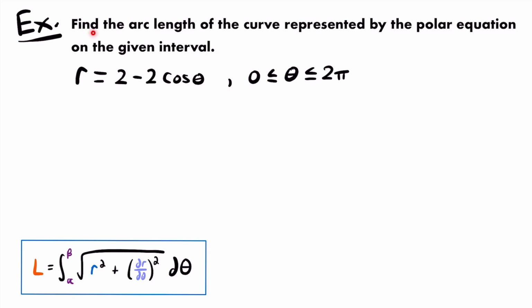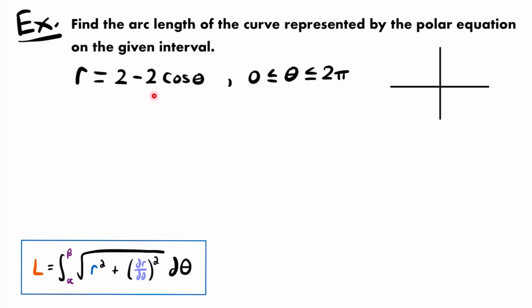Once again, we want to find the arc length of the curve represented by the polar equation on the given interval. This time our polar equation is r equals 2 minus 2 times cosine theta, and we want to calculate the arc length of the curve represented by this equation between theta equals 0 and theta equals 2 pi. All right, now if we were to draw a quick sketch of the graph for this polar equation, I'll draw the polar coordinate system over here.